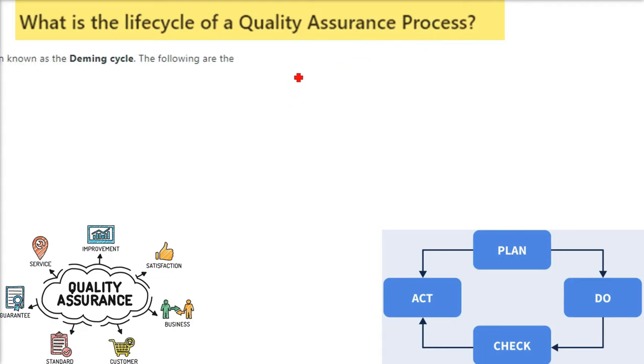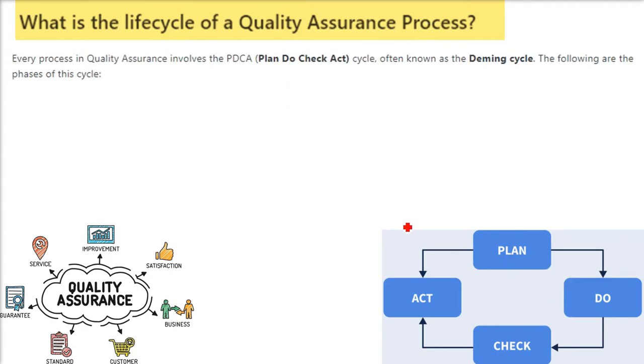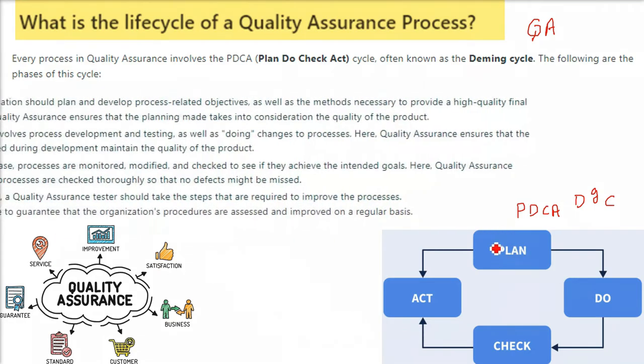Every process in quality assurance is all about putting standards in place and making sure they are followed in your organization. So here we follow PDCA. It involves Plan, Do, Check, Act. This cycle is also known as the Deming cycle. So what are the phases?